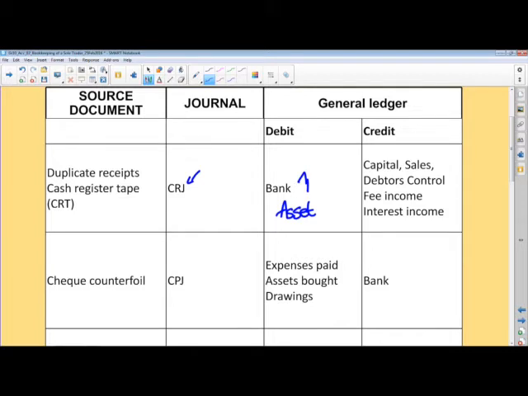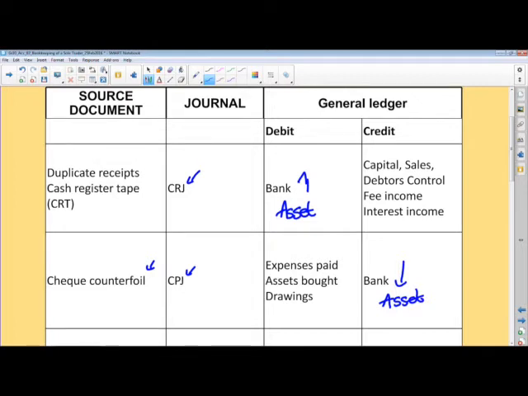We have a check counterfoil, for example, and these check counterfoils will be placed in your CPJ. And that is when your bank goes down. Your bank will go down because we have expenses that we pay, or we have assets that we purchase. And remember, bank is an asset, and the asset will go down on the credit side. And as you can see, I've placed it under the general ledger, debit and credit side.